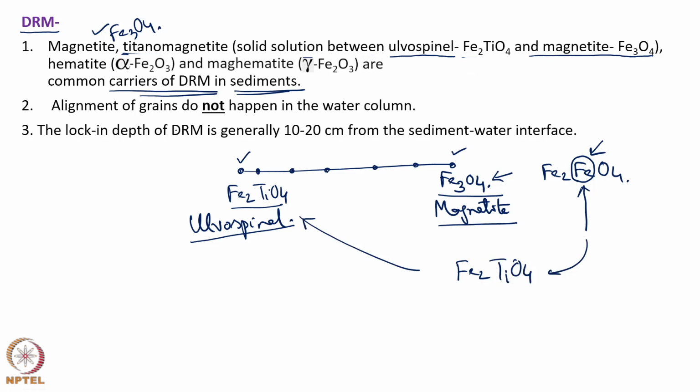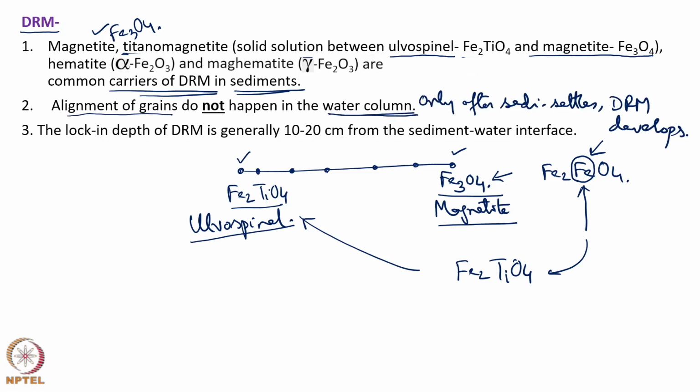When we say that the DRM takes place, we do not mean that the alignment of the mineral grains is happening in the water column. Only after they settle the DRM develops. At what depth range does the lock-in of DRM happen? It is generally 10 to 20 centimeter from the sediment water interface.